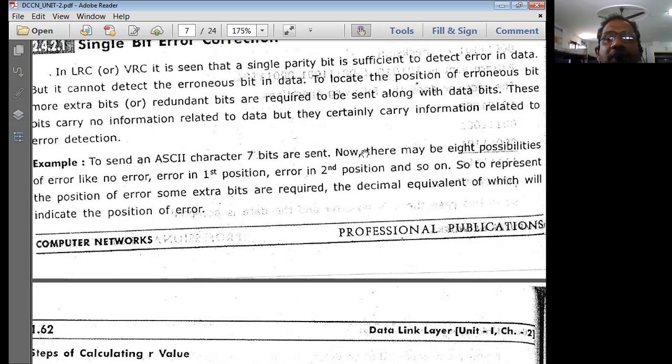So there may be 8 possibilities: no error, error in the first position, error in the second position, error in the third position, and so on up to error in the 7th position. To represent the position of an error, some extra bits are required. To correct the error, I should know the position of the error. So extra bits are required to find the position of the error, and we find the decimal equivalent of that binary number from the position bits. Then we correct that error.